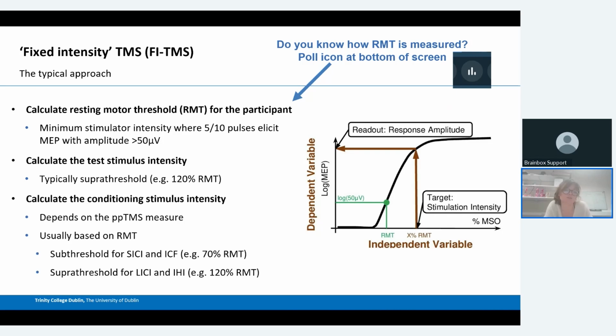Now, for different types of measurements, we can either use sub-threshold stimuli, so ones that are not going to evoke MEPs because they're less than resting motor threshold. So, for example, in the case of SICI, we use about a 70% of resting motor threshold intensity. But for others, we might use a supra-threshold conditioning stimulus. That all depends on which measure. But for the sake of this, let's just focus on using a sub-threshold conditioning stimulus.